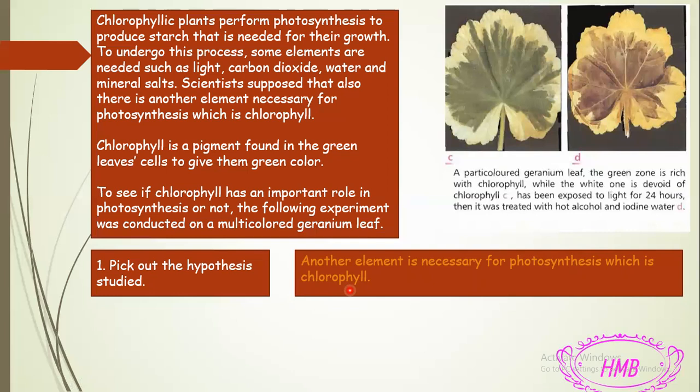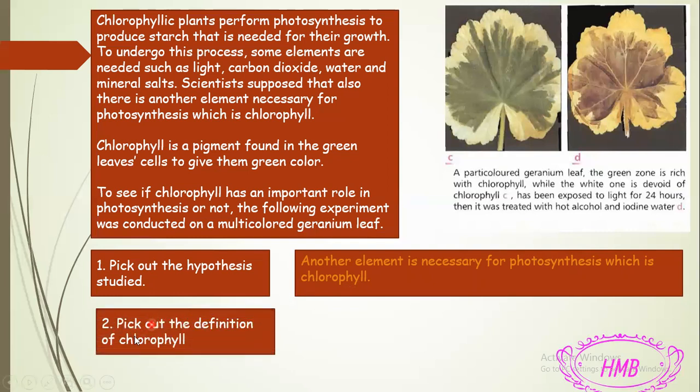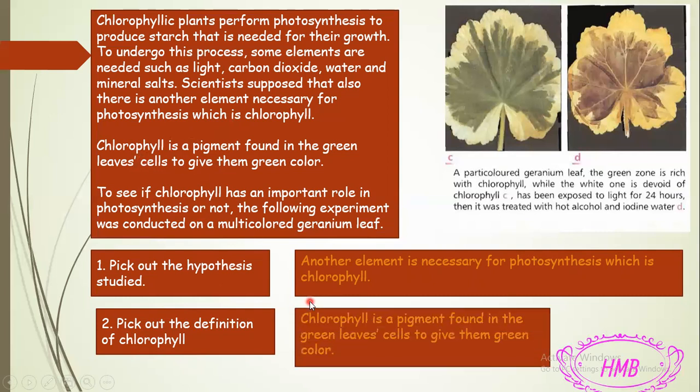Now, number 2, pick out the definition of chlorophyll. The definition or the meaning of chlorophyll, or what is chlorophyll. So this is the explanation of the meaning. Chlorophyll is a pigment found in the green leaf cells to give them a green color. This is the meaning of chlorophyll.